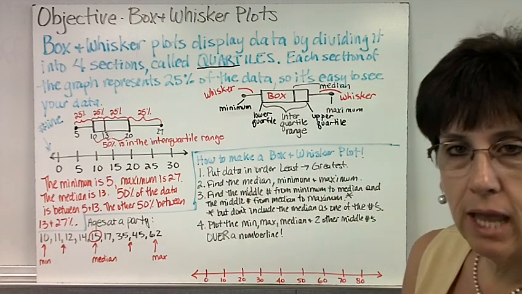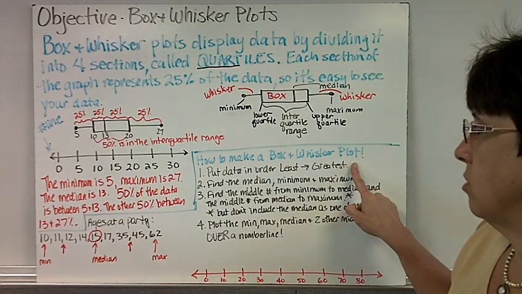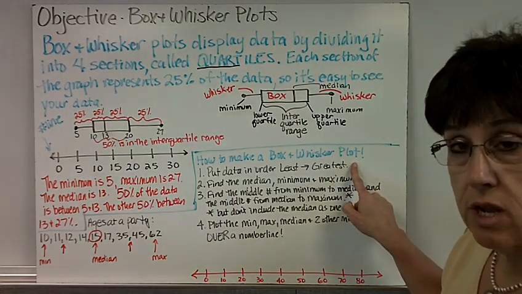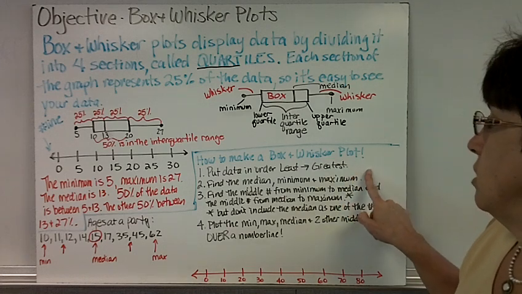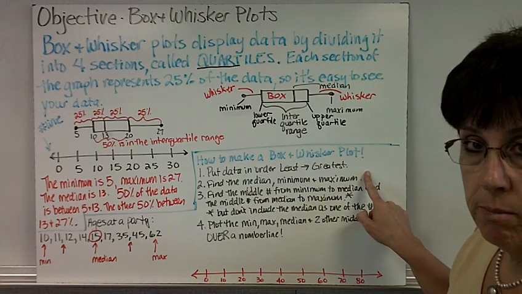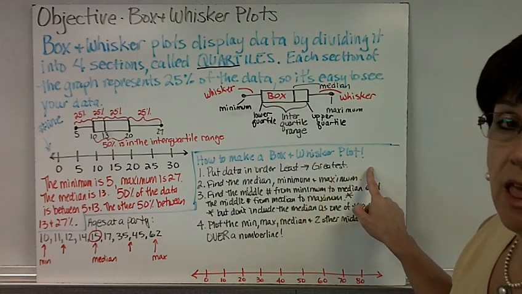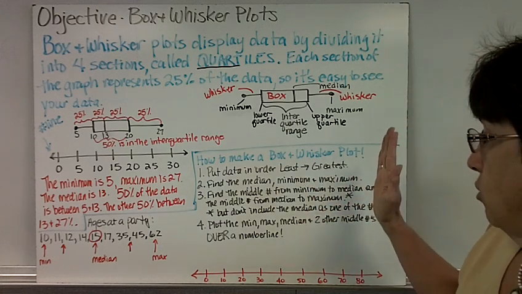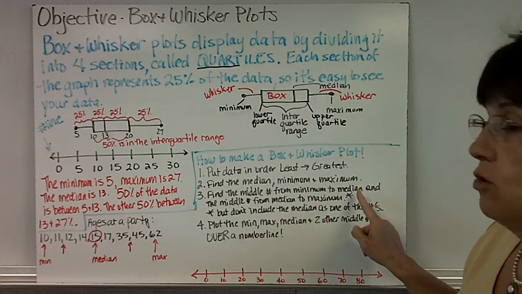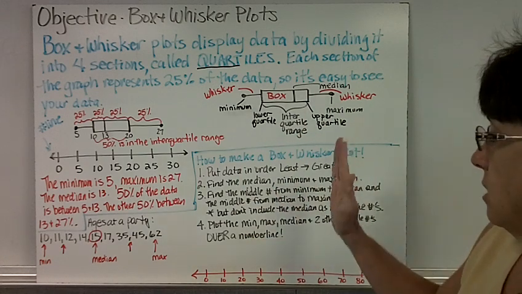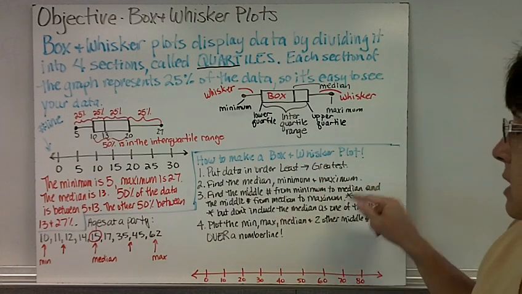So now let's talk about how to make a box and whisker plot. You put your data in order from least to greatest. If it's not given to you in order, if it's scrambled, it needs to be in order. Then you find the median, the minimum, and the maximum. Those are pretty easy, especially the minimum and the maximum. Then, keeping your median in the middle, from the middle to the minimum, you find another middle spot. And from the median to the maximum, you find another middle spot.